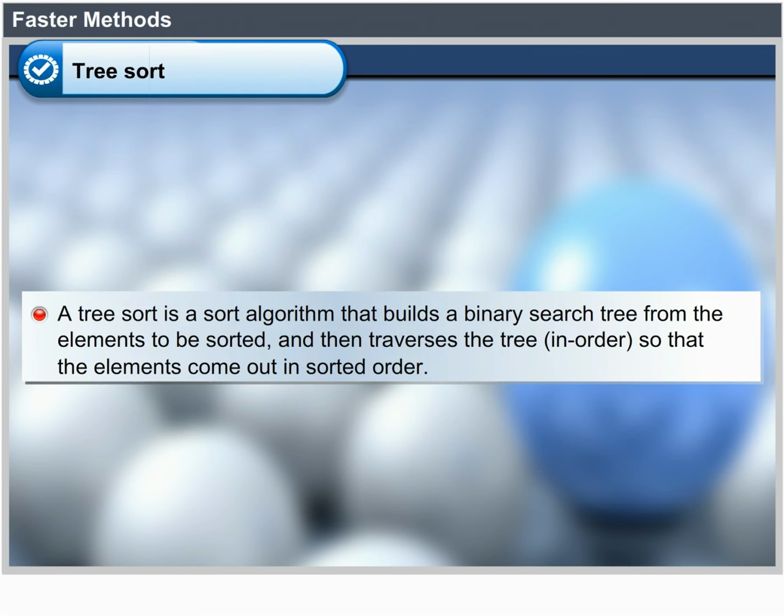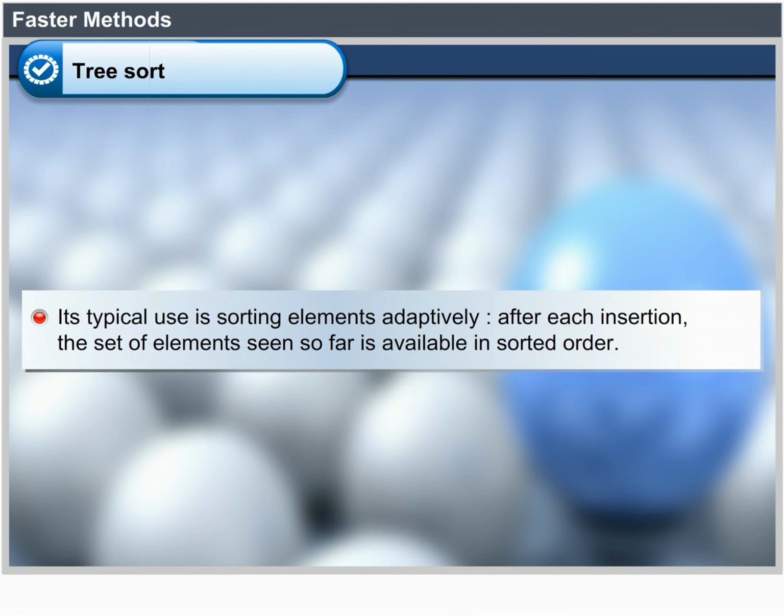Tree sort. A tree sort is a sort algorithm that builds a binary search tree from the elements to be sorted and then traverses the tree in order so that the elements come out in sorted order. Its typical use is sorting elements adaptively. After each insertion, the set of elements seen so far is available in sorted order.